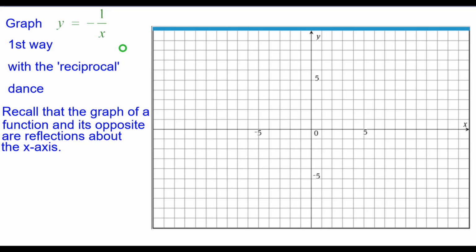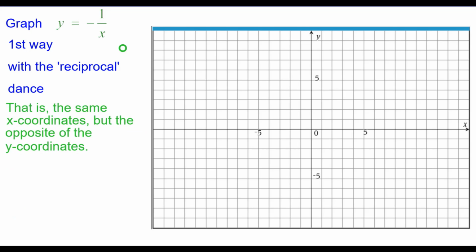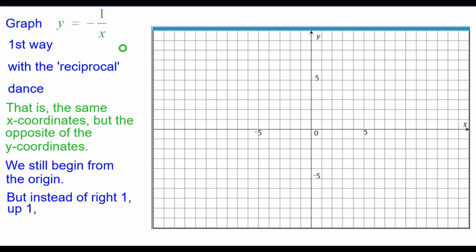We're going to graph this with the reciprocal dance. And please recall that the graph of a function and its opposite are reflections about the x-axis, or mirror images about the x-axis. That is, they have the same x-coordinates, but the y-coordinates are opposites of each other. So we'll still begin from the origin, even though the origin is not part of the graph, it's not a point on the graph. But instead of going right one, up one, like we normally would on the reciprocal dance, we're going to go right one, down one. And the reason for that is the opposite of the reciprocal of 1 is -1.